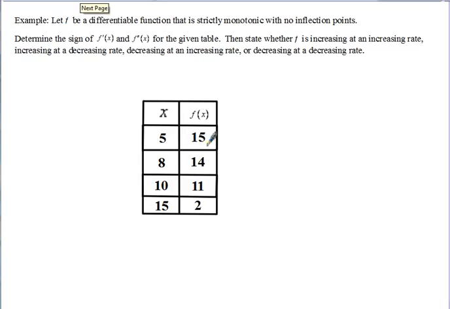One more of these. Here are the y-coordinates 15, 14, 11, 2. See those y values are decreasing. So f prime of x would have to be less than 0. And if we look at the change in x and the change in y, x increases by 3, then by 2, then by 5. The y-coordinate decreases by 1, decreases by 3, and then decreases by 9.